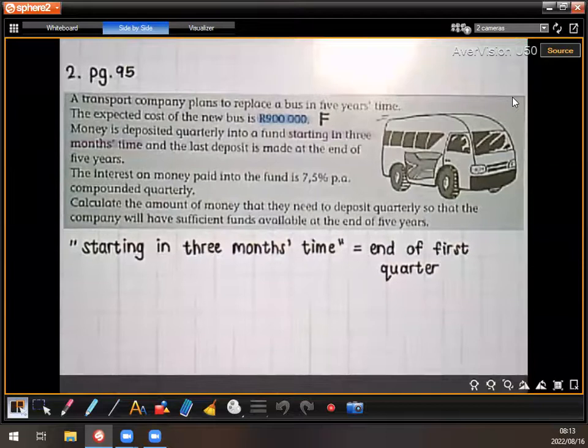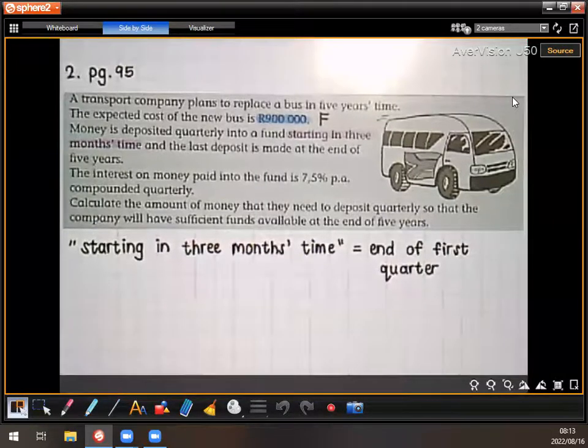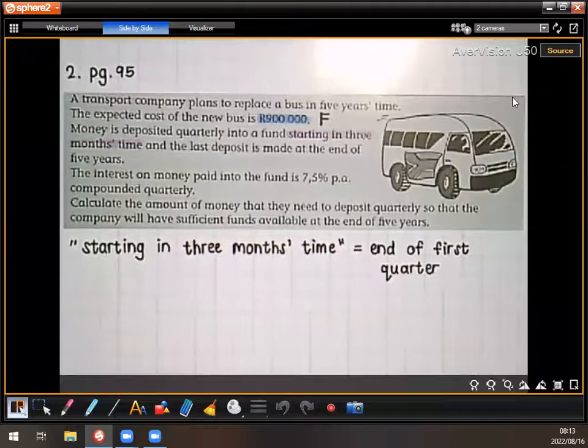And remember, we said that the formulas that we have work for when the first payment is made at the end of the first time period, right? So the end of the first quarter, in this case, is the end of the first time period. Okay, so this is a normal type of scenario. We can just use our formula. You're saying the last deposit is made at the end of 5 years, that's fine. The interest on money paid into the fund is 7.5% compounded quarterly.